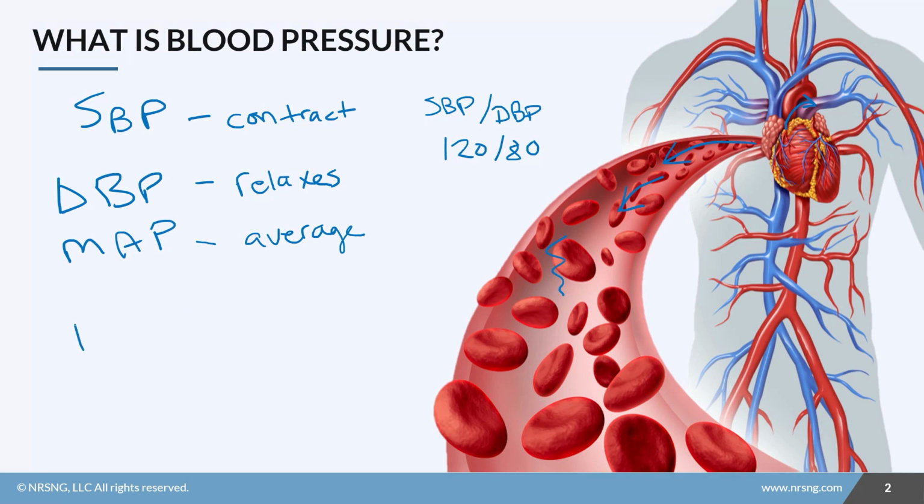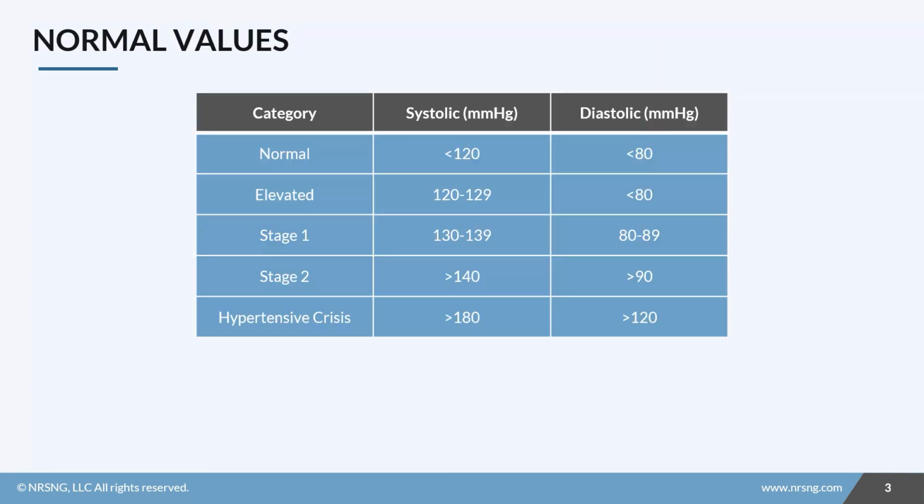Now, sometimes you'll also hear us mention pulse pressure. What we mean by pulse pressure is the difference between systolic and diastolic, or SBP minus DBP. It gives us an idea of how hard the heart's working, and we use it a lot in neuro or cardiac patients. So what are the ranges for blood pressure?